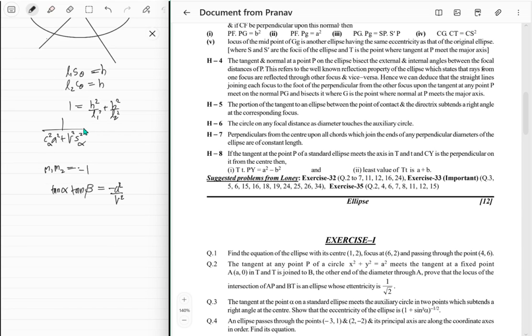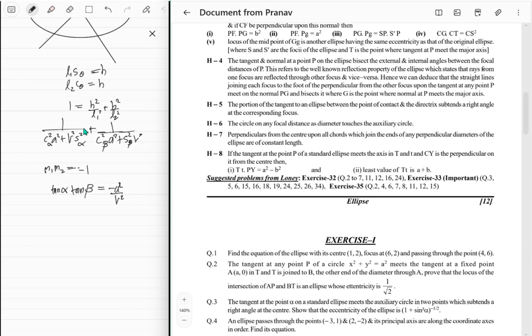Now what? What to think about it? And then 1 upon, it's just this quantity. Similarly, you will have 1 upon cosine squared beta a squared plus sine squared beta b squared. And yeah, now what? What after this thing?